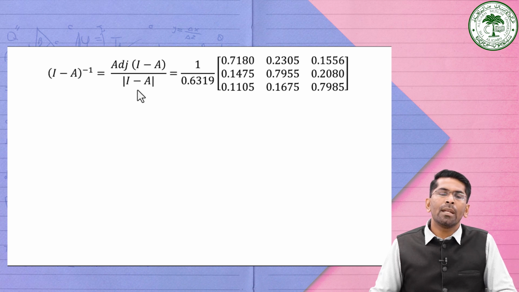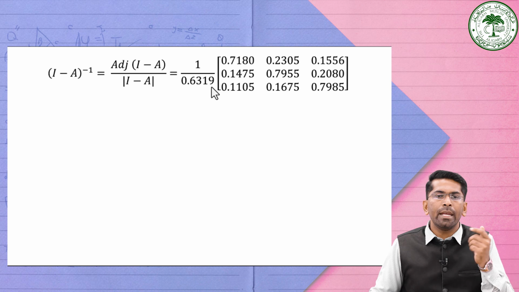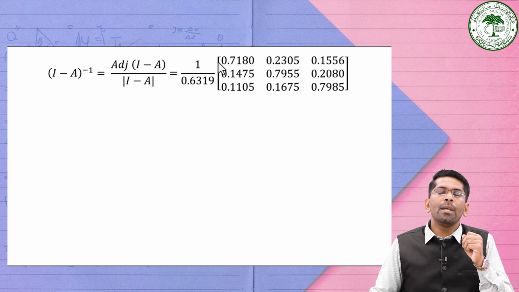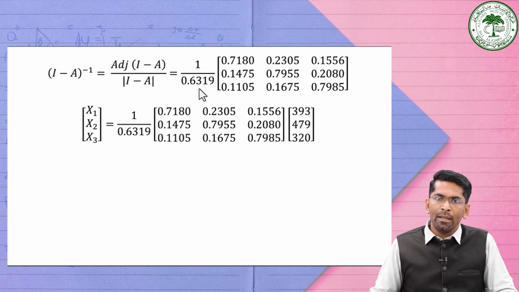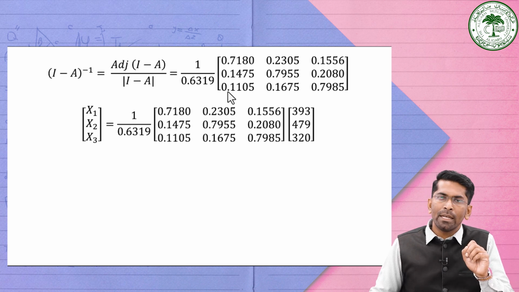So separately we are writing here 1 by the determinant value, which is equal to 0.631, which we have already calculated, and multiplied with the adjoint matrix. So the adjoint matrix we have here. Here we are going to multiply this inverse into the matrix D. First I am considering the order final demand vector. See, this was the order final demand vector, that is 393, 479 and 320.